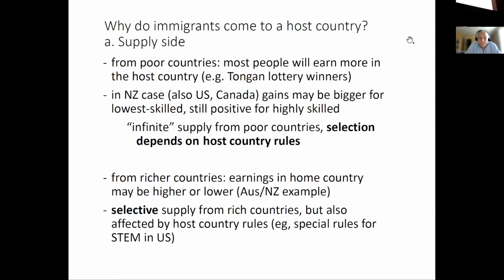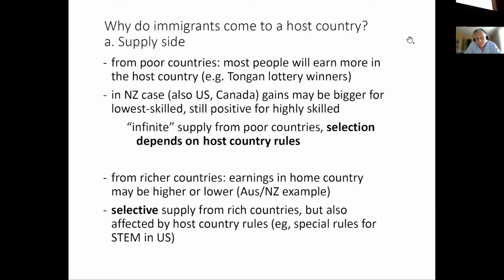The gains for them may be bigger if they're the lowest skilled people from those source countries, but there are still going to be fairly significant gains even for people with high levels of education. So in some sense, if you're thinking about who you can get to come to a country from a poor country, there's essentially an infinite supply. And the selection of who's allowed in is really determined by the host country rules and availability of jobs and so on.